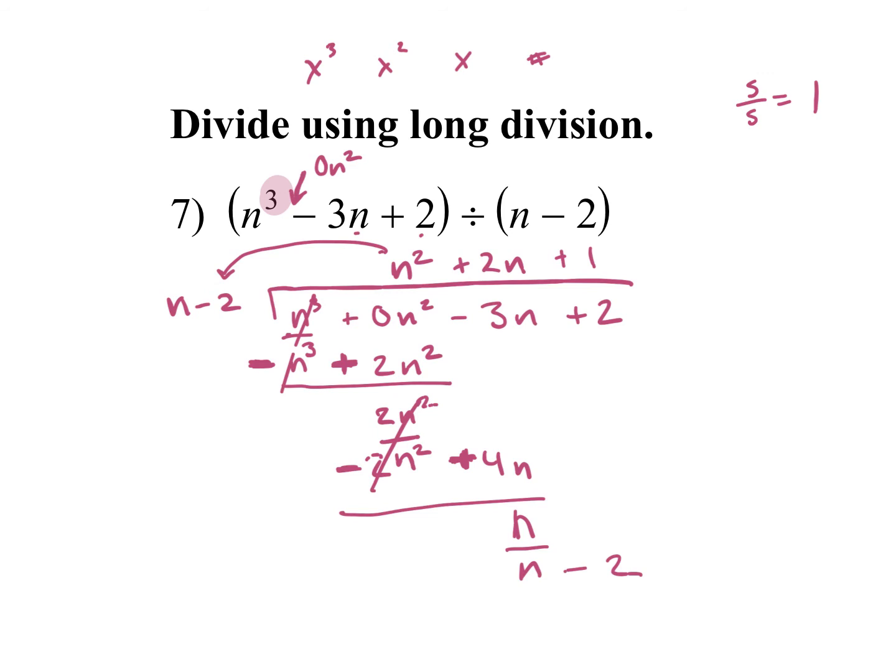What's next? Change the signs. So n minus n cancels. Then what do we do?